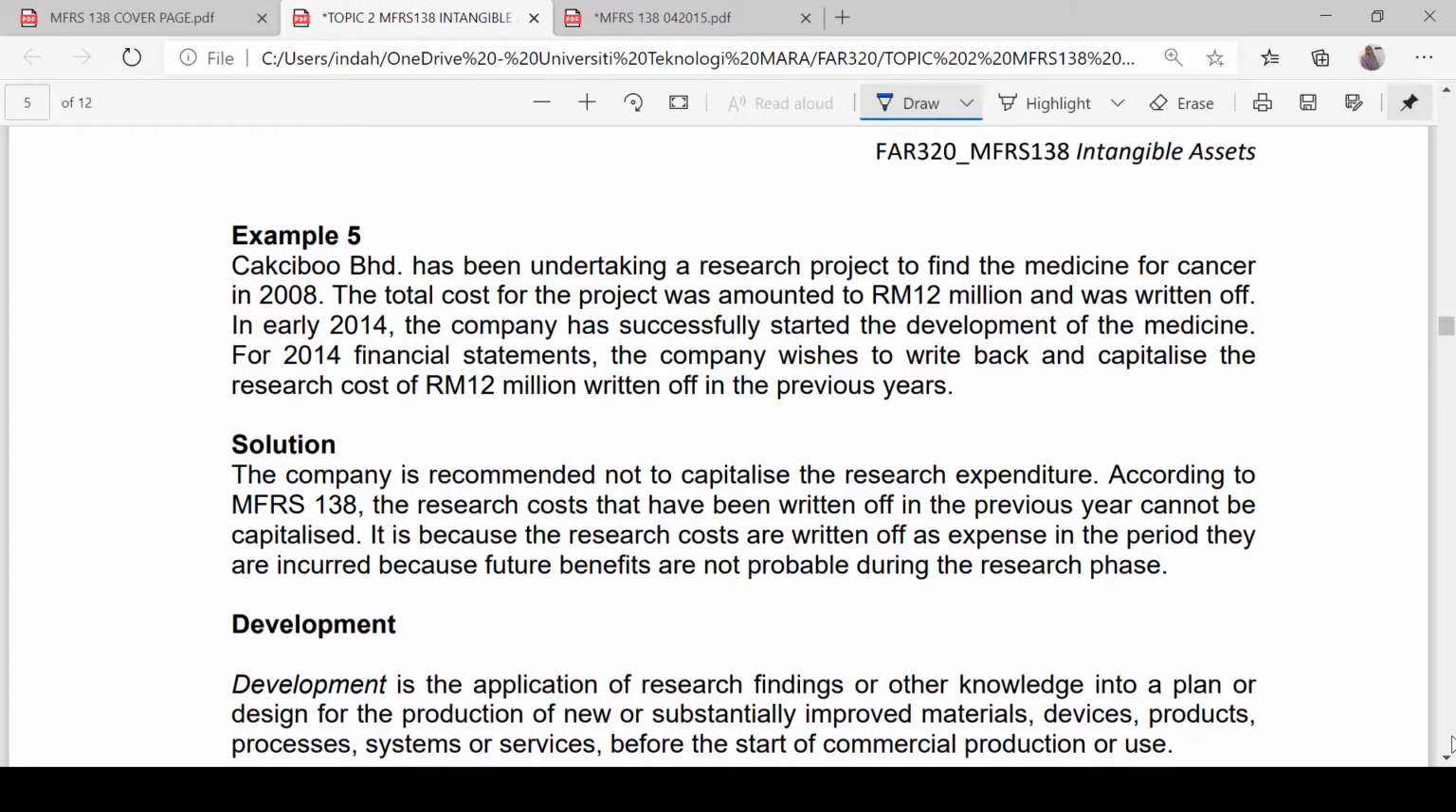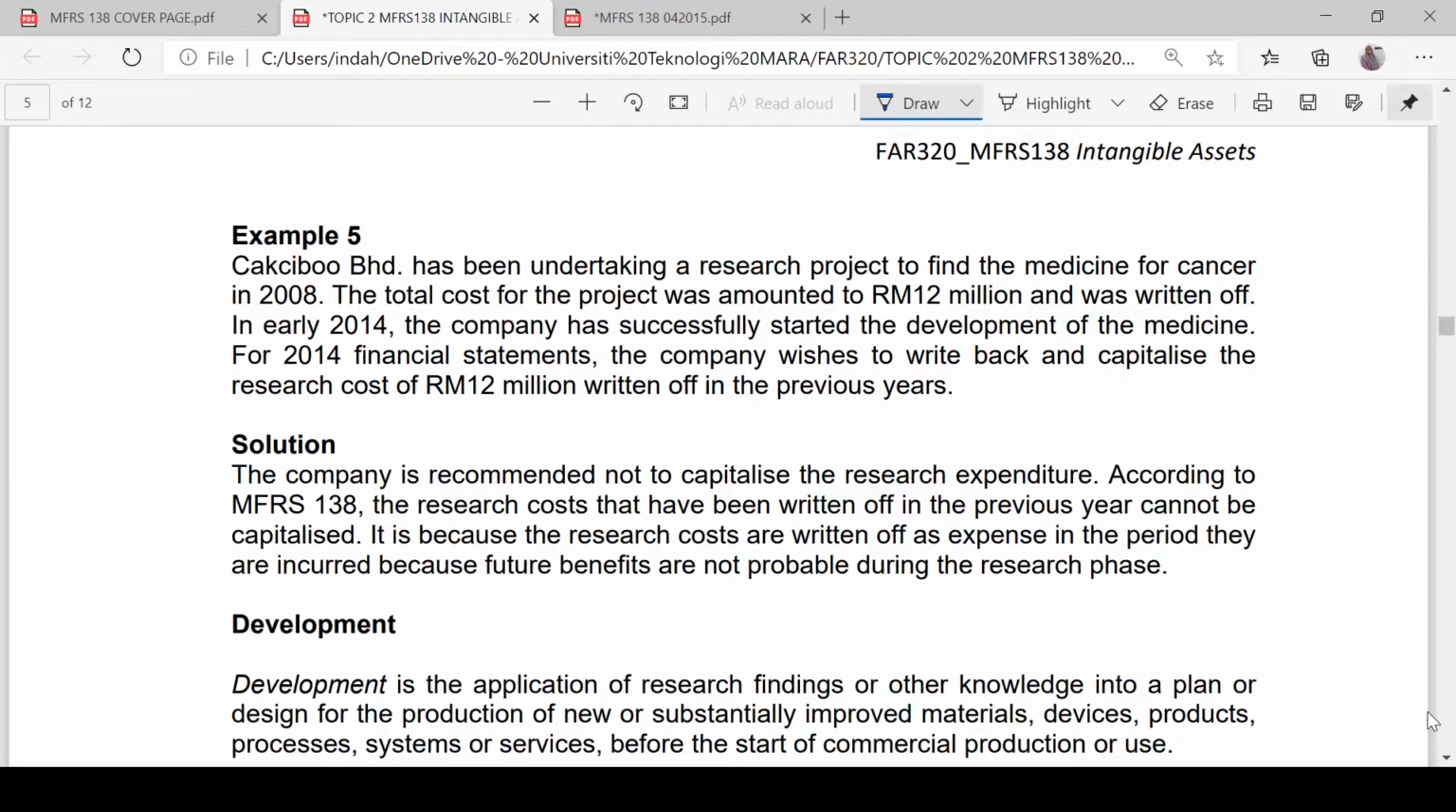Jack Chibo Berhad has been undertaking a research project to find the medicine for cancer in 2008. The total cost for the project amounted to 12 million and was written off at that time. In early 2014, the company successfully started the development of the medicine. For the 2014 financial statements, the company wishes to write back and capitalize the research cost of 12 million written off in the previous year. So what are we going to do about the costs that have been written off in the past, of 12 million?